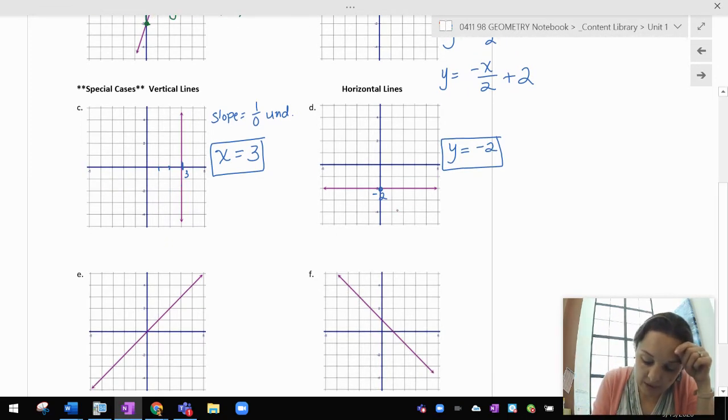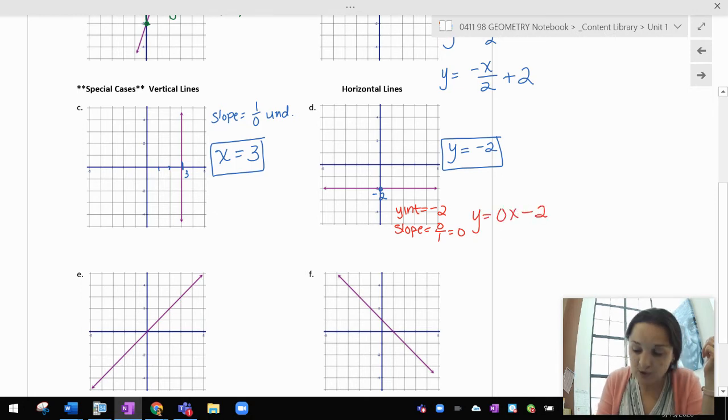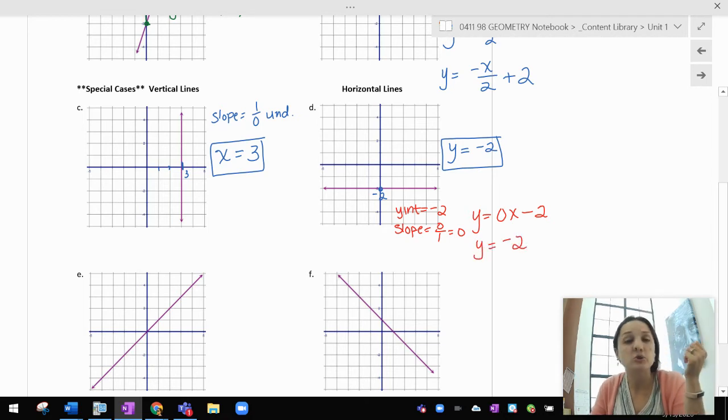Because if I think of this, this has a y-intercept of -2, and this has a slope of up 0 over 1, and 0 divided by 1 is 0. So if I made that y equals mx plus b form, it would be 0x minus 2, but 0x minus 2 really just becomes y equals -2. Okay, you do not need to do it this way, but I wanted to show you that you could.